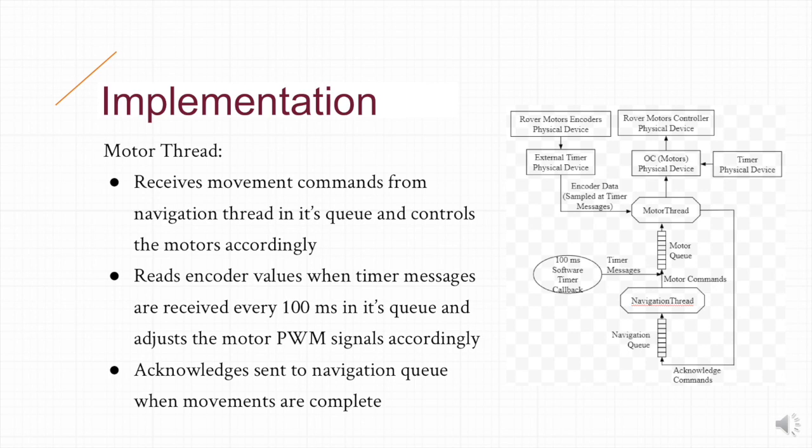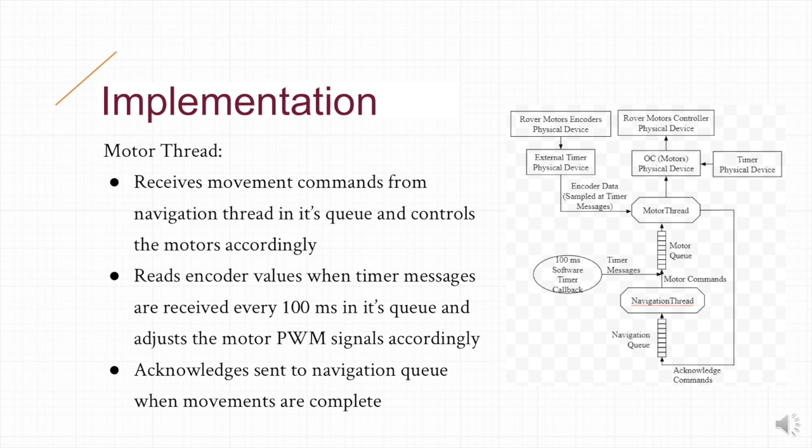As indicated in the task diagram on the right, the motor thread interacted with the rest of the system in the following ways. The motor thread would receive movement commands from the navigation thread and controlled the motors accordingly. The motor thread would receive timer messages, which were driven by a software timer, every 100 milliseconds to indicate that the encoder values had to be read.